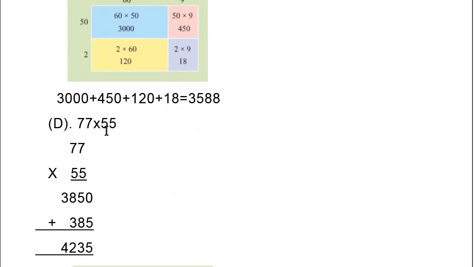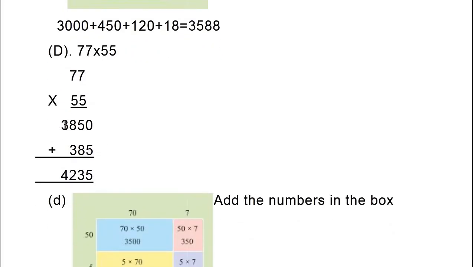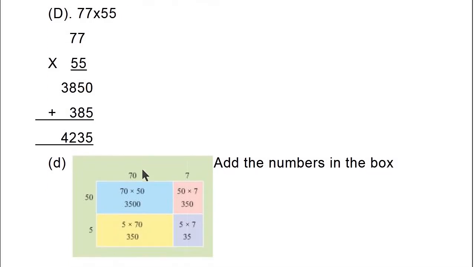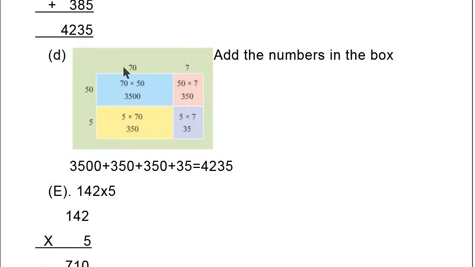Now 77 multiplied by 55. 77 multiplied by 50, then 3850, and 77 multiplied by 5, 385. When we add 3850 plus 385, then we get 4235.